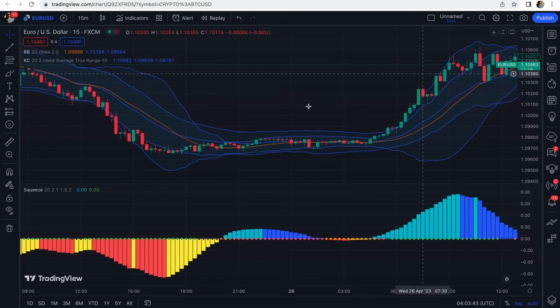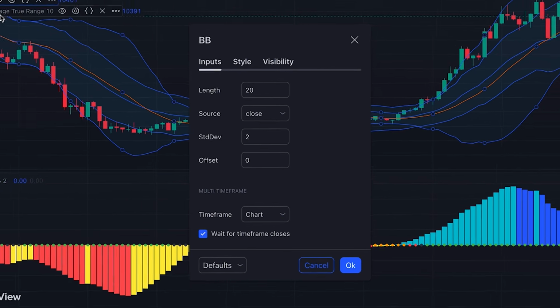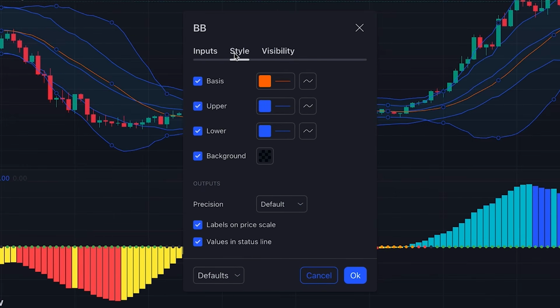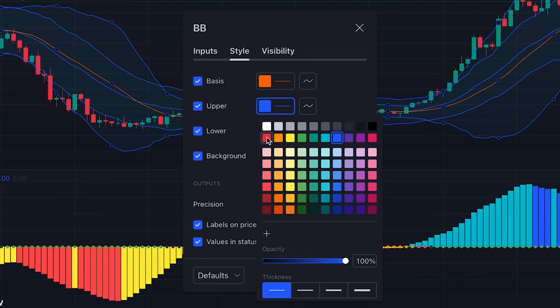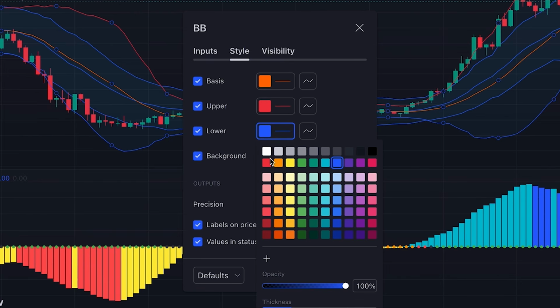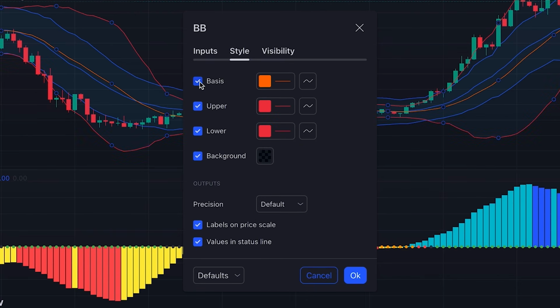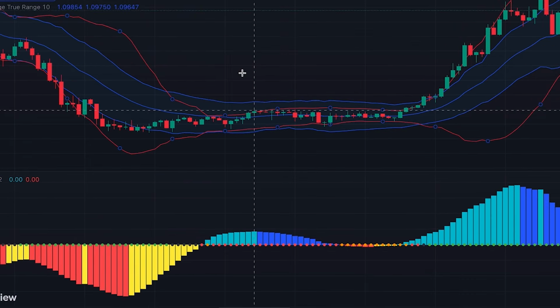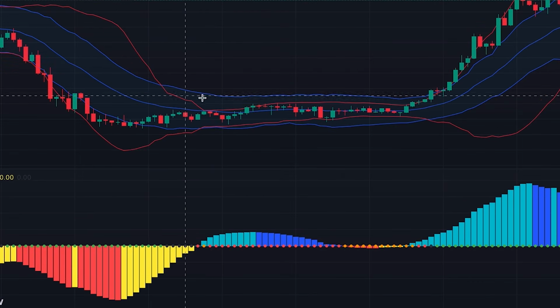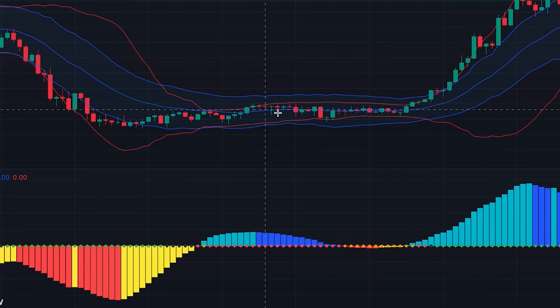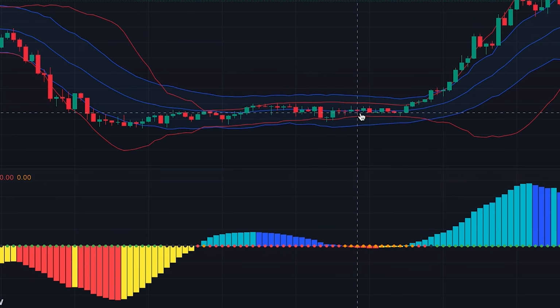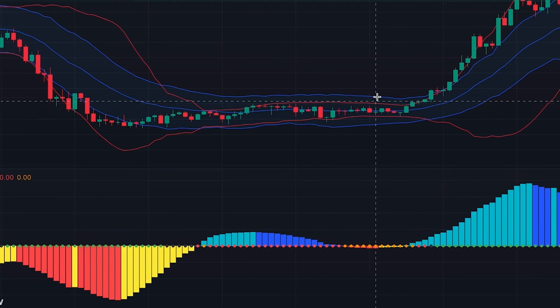Alright, let me change the Bollinger Bands color so you can understand what they are. Here for the upper I make it red color, for the lower also red color. Let's remove the bases and background. Alright, now it's better. When Bollinger Bands become so tight that they completely go inside the Keltner channels, it shows a very low volatility, and it means that the market is in an extreme consolidation, and statistically it gives the possibility to have a breakout.